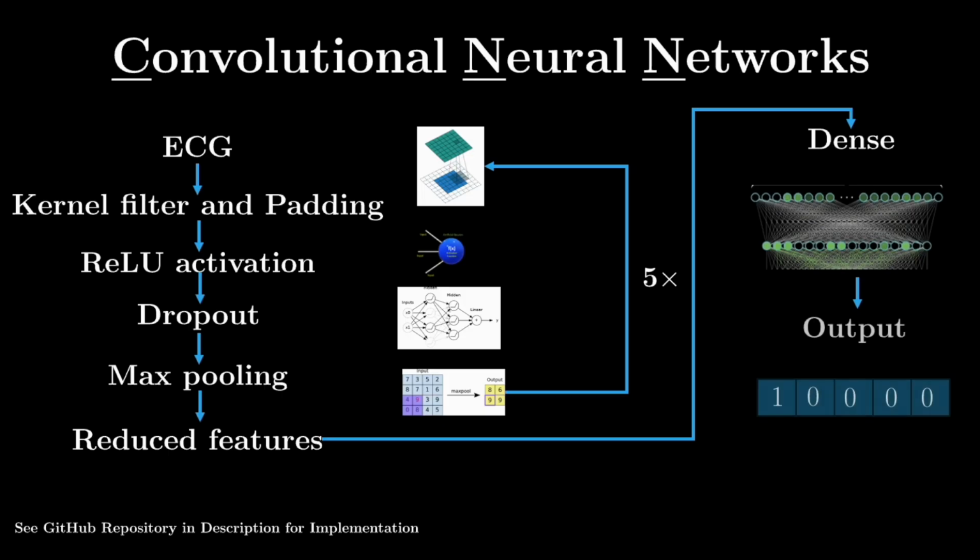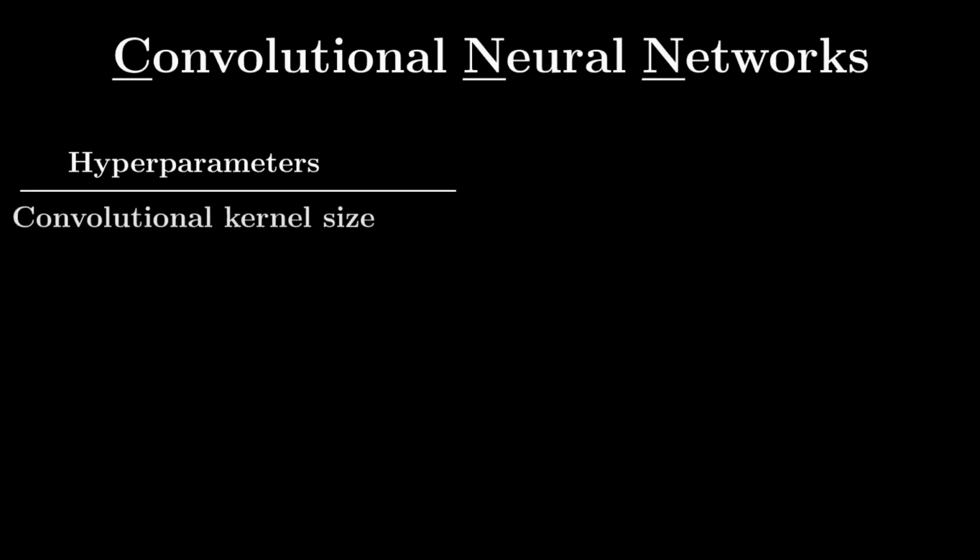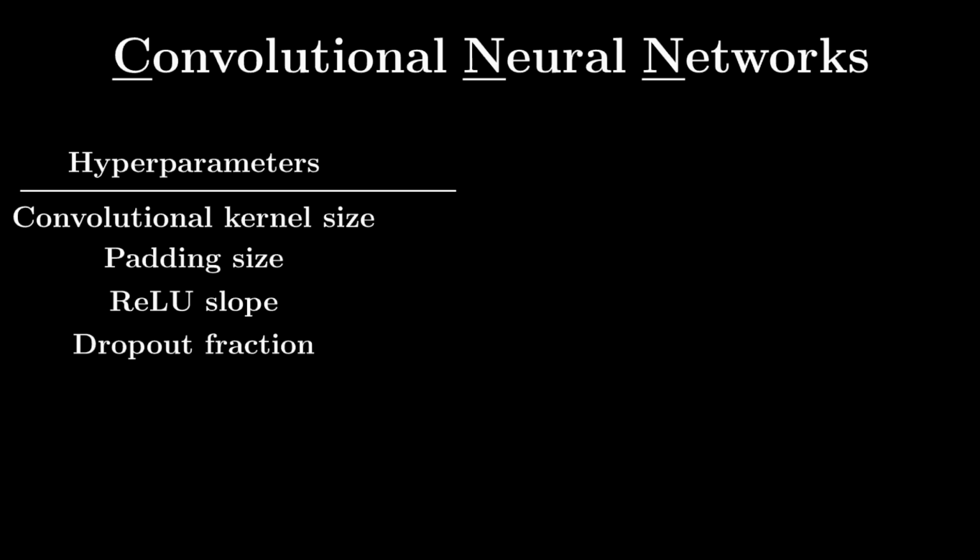The output is a one-hot encoded vector of length 5, where the index corresponding to the predicted class is set to 1 and all others to 0. You may have noticed that the number of parameters we need to choose are increasing, which includes the size of the kernel and padding, activation slope, fraction of neurons deactivated in dropout, and kernel size in max pooling.